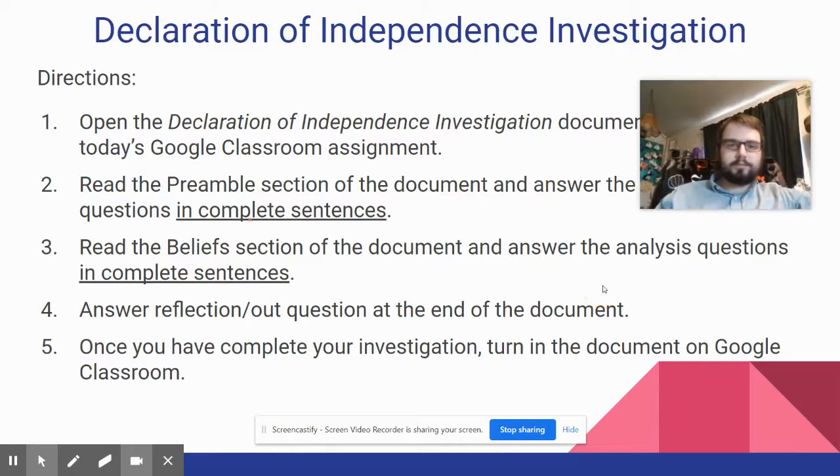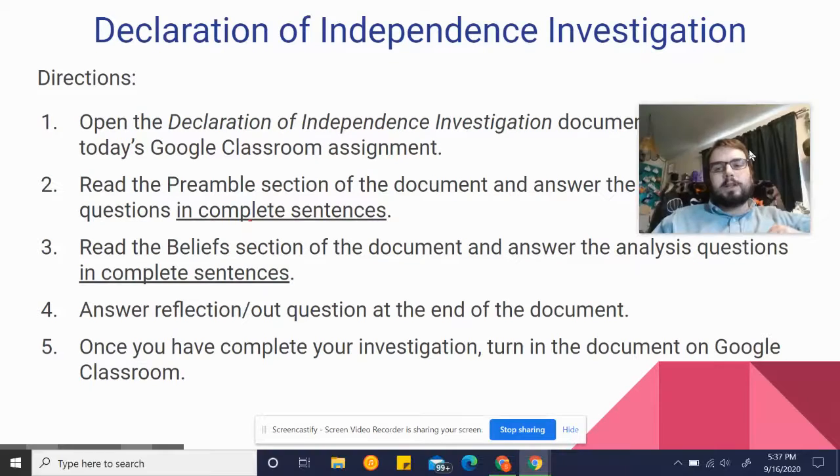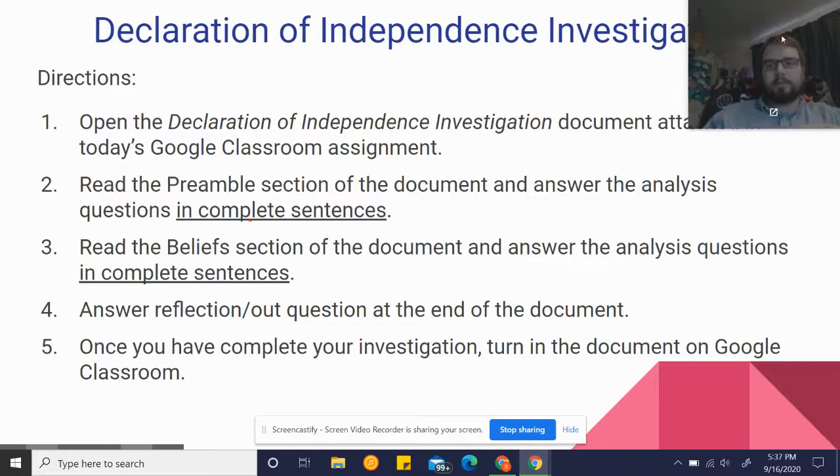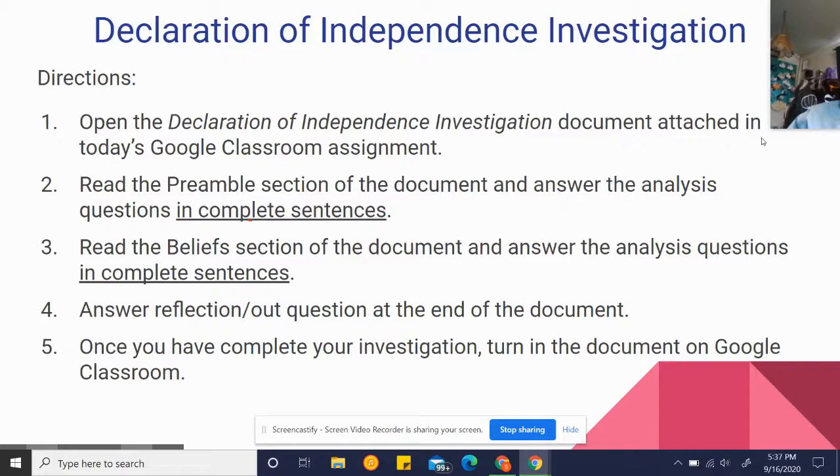Next, our investigation. I'll walk through the instructions here, and then I'll show you the document you have in Google Classroom. First, you'll need to open the Declaration of Independence investigation document attached in today's Google Classroom assignment. I created a copy for each of you, so it'll probably be up in that top right corner.